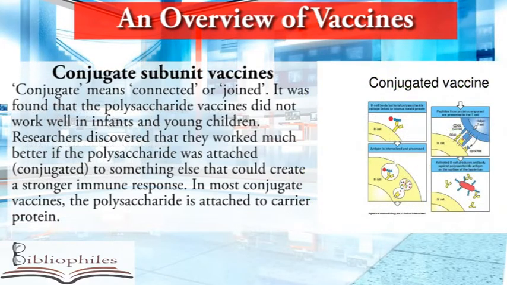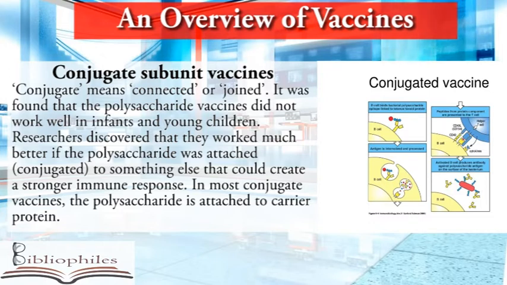Now come to the third type of subunit vaccines, which is conjugate subunit vaccines, which is the most important subunit vaccines. See, conjugate means connected or joined. It was found that the polysaccharide vaccines did not work well in infants and young children. So researchers discovered that they worked much better if the polysaccharide was attached or conjugated to something else that could create a stronger immune response.